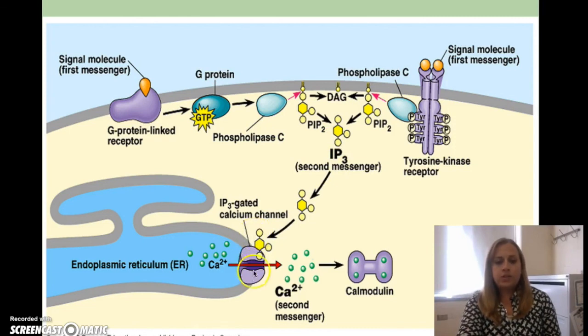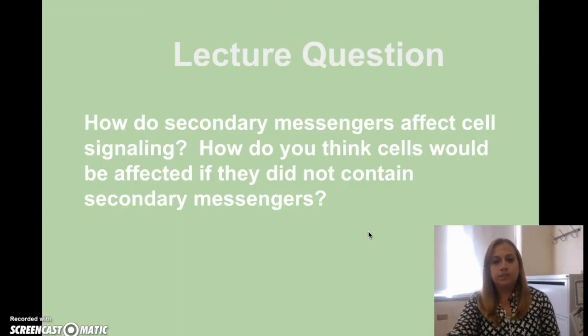Here we have a gated channel, so this channel is going to normally be closed, and it's going to keep the calcium ions inside the endoplasmic reticulum. When the IP3 gets here, though, it's going to bind to this calcium channel. It's going to open it up. Calcium will flood out and will interact with some of these proteins in the cytoplasm. And when that happens, you are going to activate different proteins and you will get a cellular response.